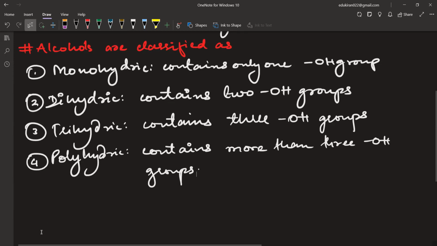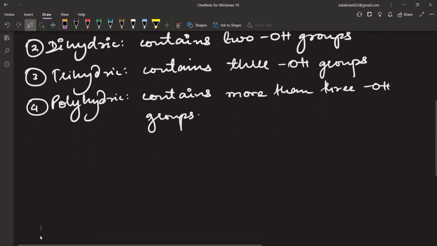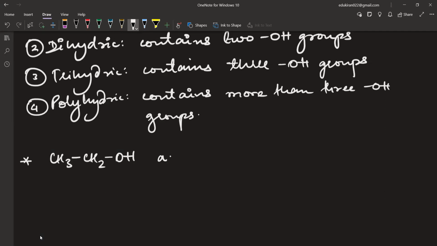Okay. Now, some important alcohols that you have to remember: in the monohydric, you have to remember CH3CH2OH. It is also written as C2H5OH. Okay, and then what is this? This is ethanol.